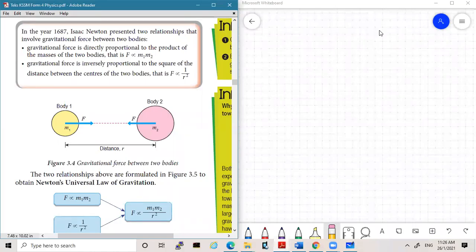Okay, guys, we meet again in our session. For this session, I will try to explain a little bit about Newton's universal law of gravitation.